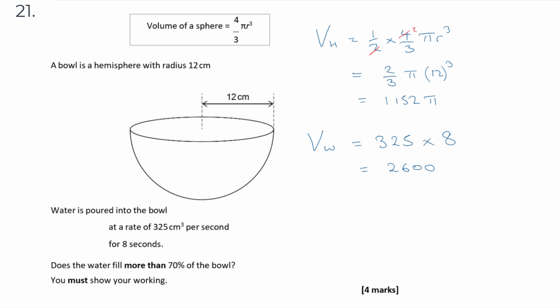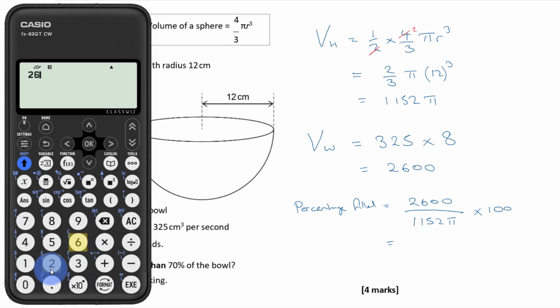So does the water fill more than 70% of the bowl? Is 2,600 70% of 1,152 lots of pi? Well, let's find out. The percentage filled would be the amount of water going in divided by the amount of water that it could hold, times by 100 to make it into a percentage. So what's that then? 2,600 divided by 1,152 lots of pi times 100.